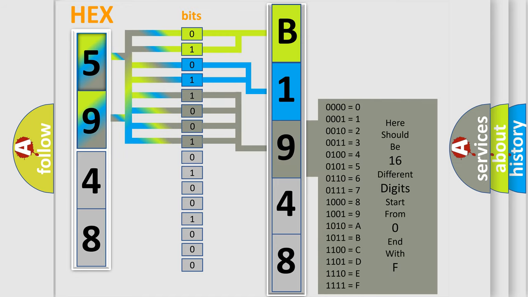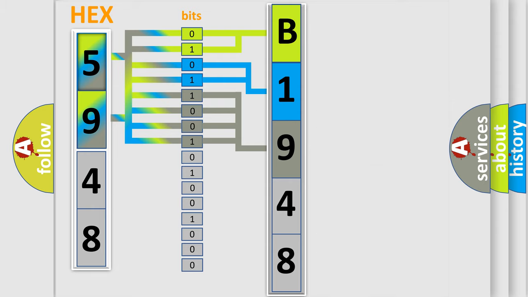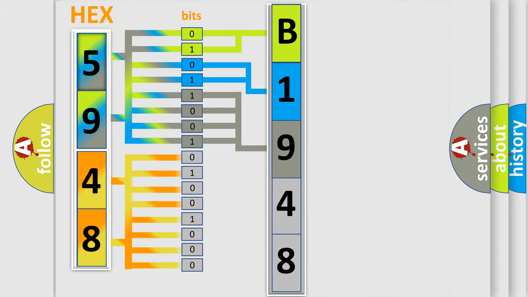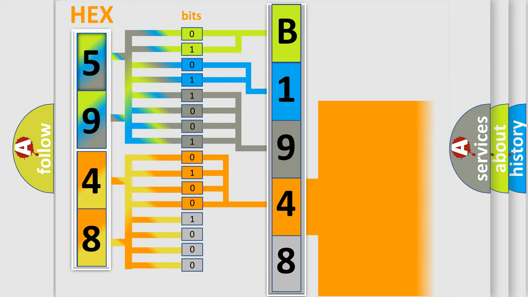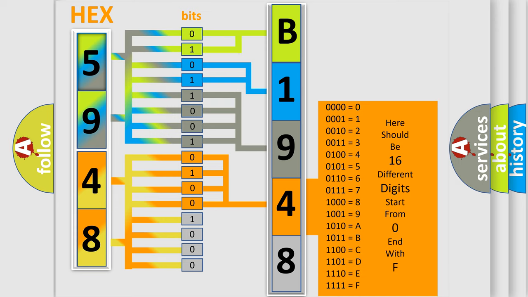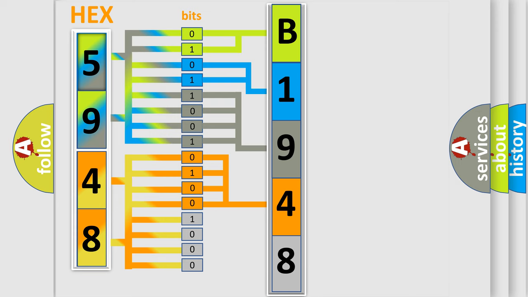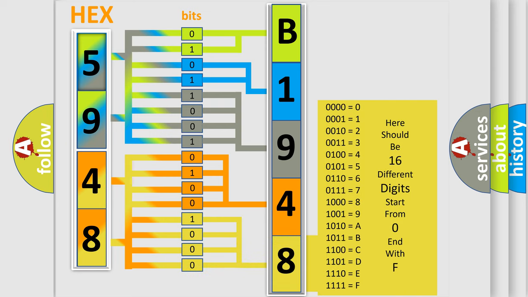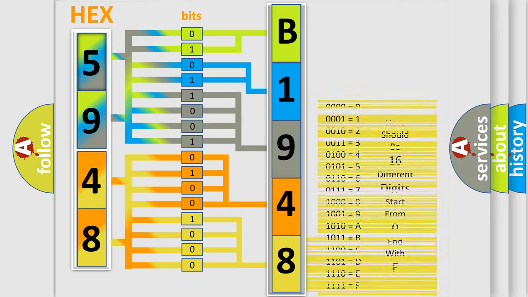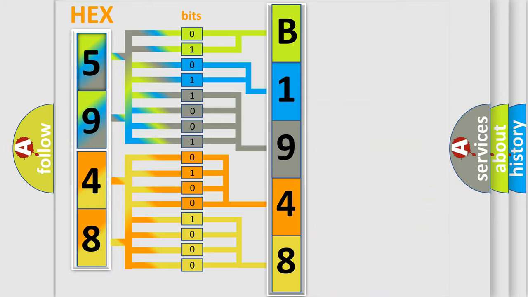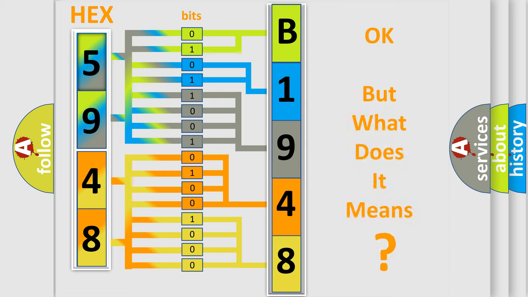The second byte is composed of a combination of 8 bits. The first 4 bits determine the fourth character of the code, and the combination of the last 4 bits defines the fifth character. A single byte conceals 256 possible combinations. We now know in what way the diagnostic tool translates the received information into a more comprehensible format. The number itself does not make sense to us if we cannot assign information about it to what it actually expresses.